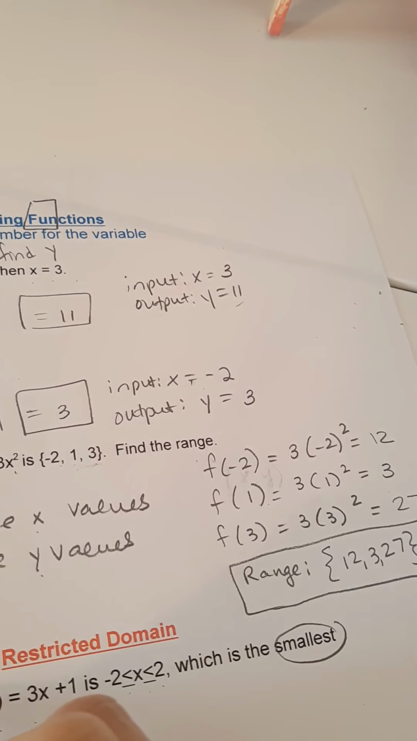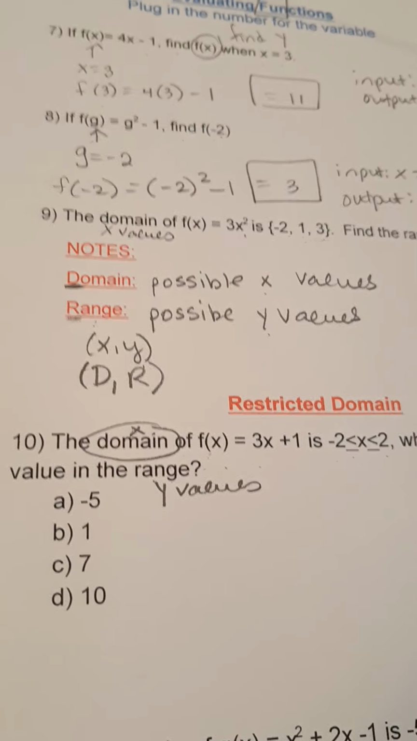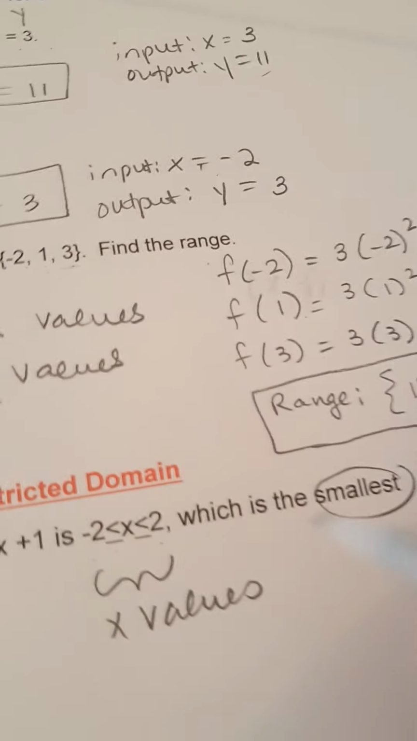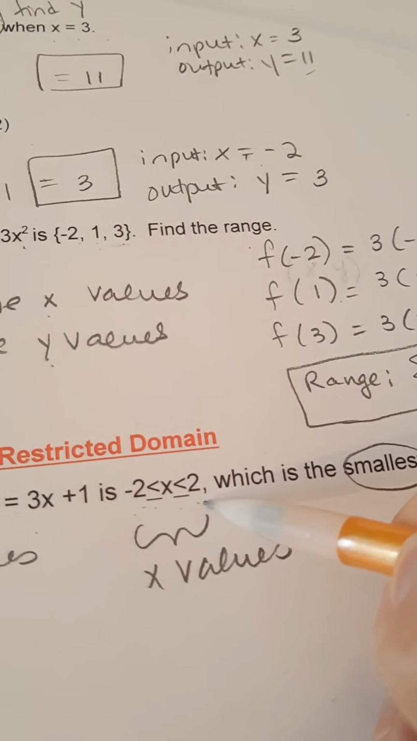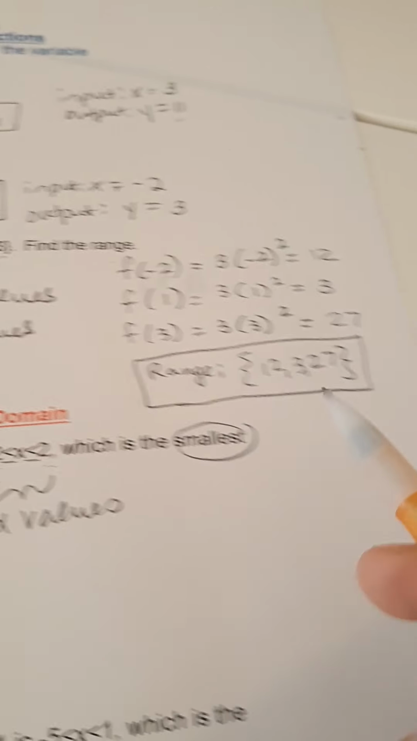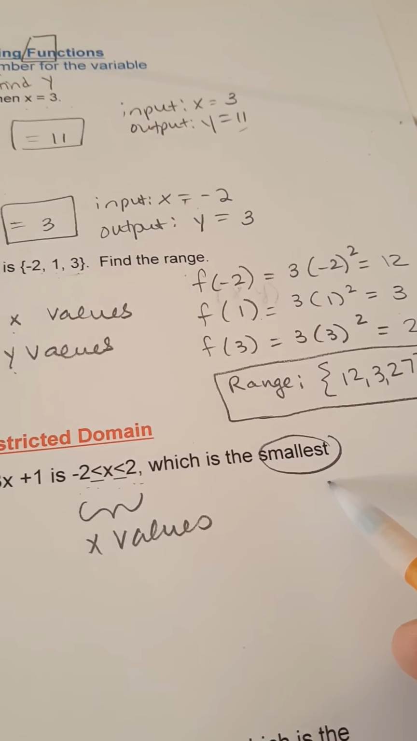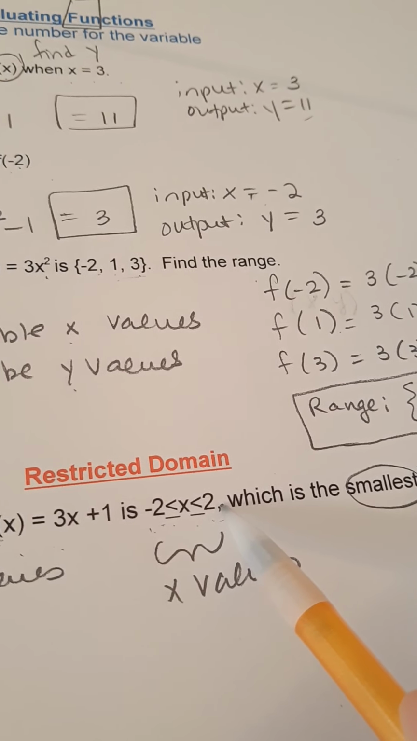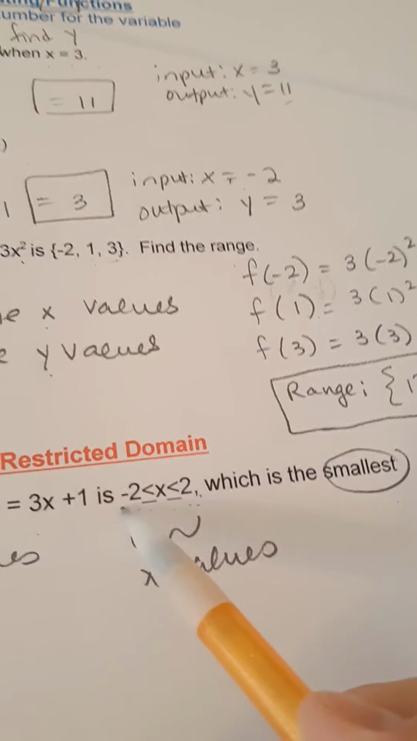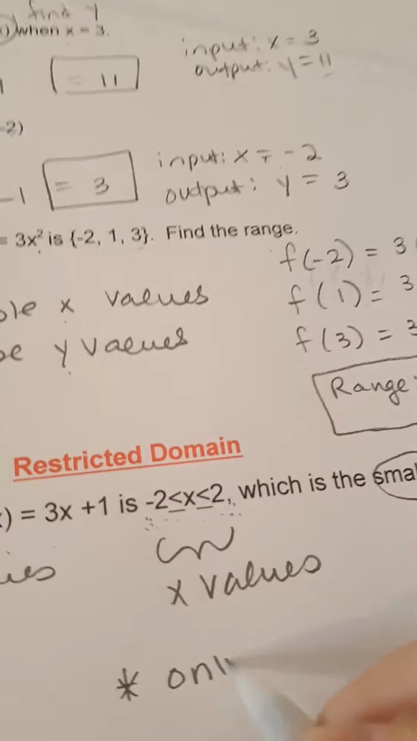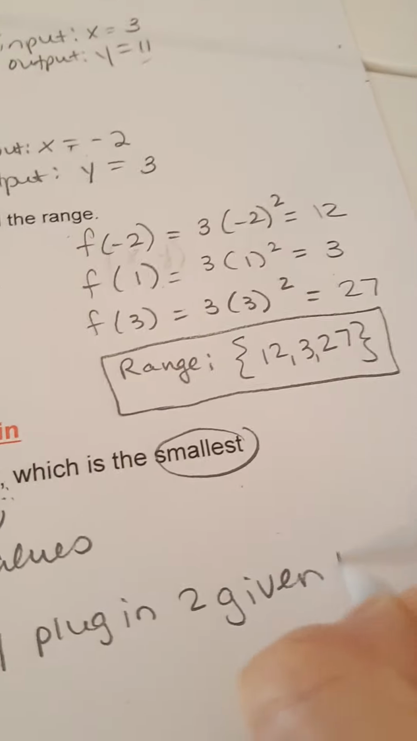Okay, so domain is the x's. So they're giving you the x values, right? Because there's an x in between them. They want you to find the y's, or excuse me, the smallest of the y's. So think about it, guys. This represents the smallest x. This represents the largest x. Only plug in the two given numbers. So, strategy here, only plug in the two given numbers.